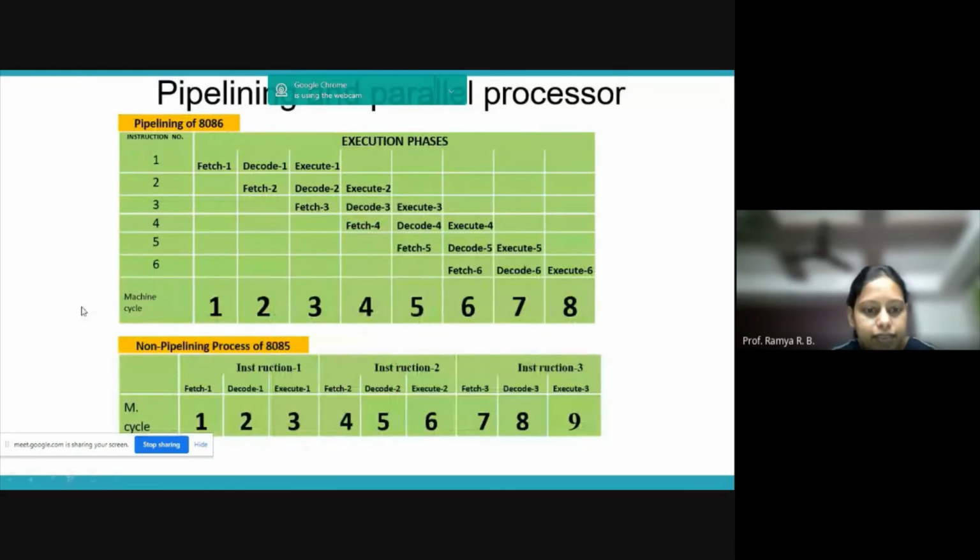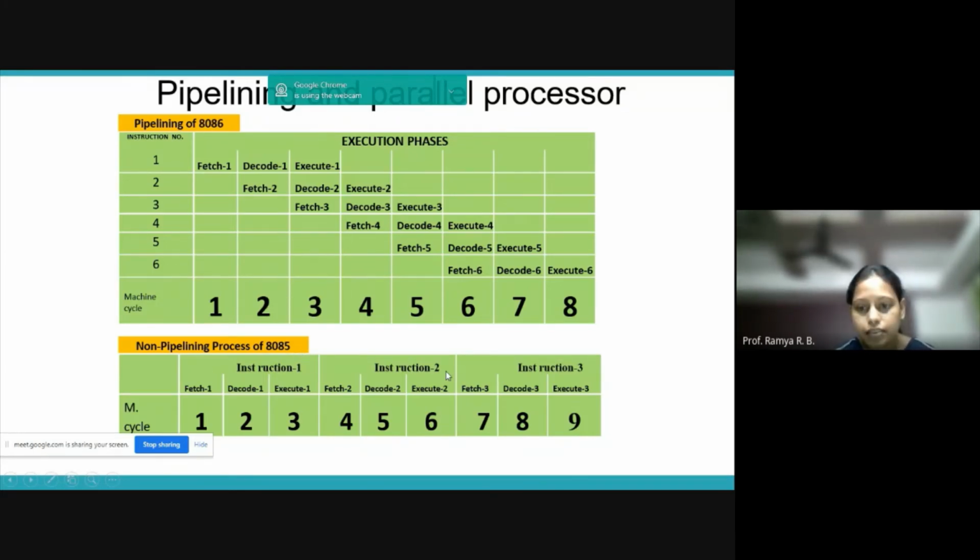Let me make it clear with this diagram. यहाँ पे 3 stage दिखाया है, but actually 8086 has 2 stages only. Fetching and decoding and executing is considered as one phase. So you know that 8085 has a non-pipelined architecture. 8085 has a non-pipelined architecture मतलब क्या?